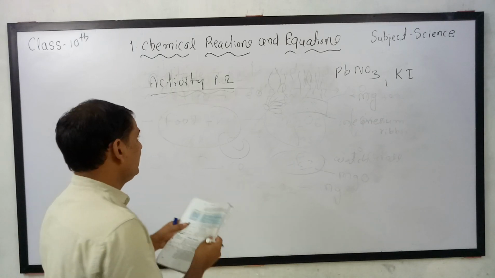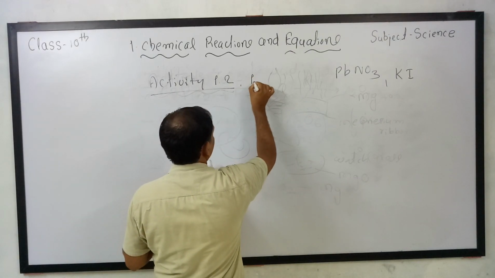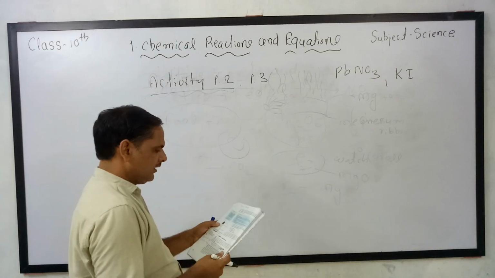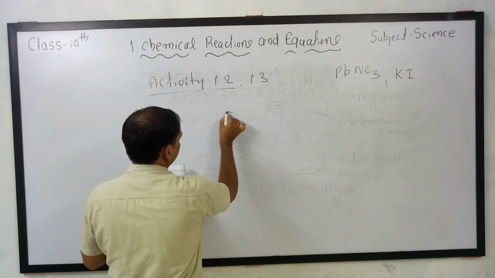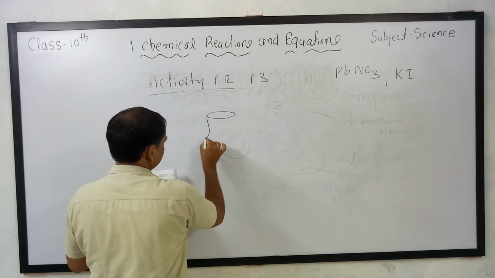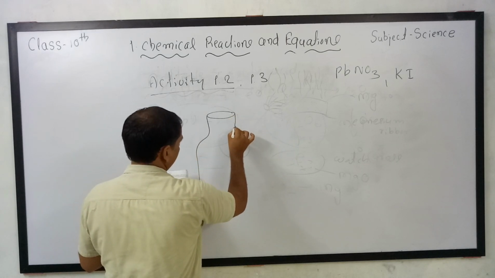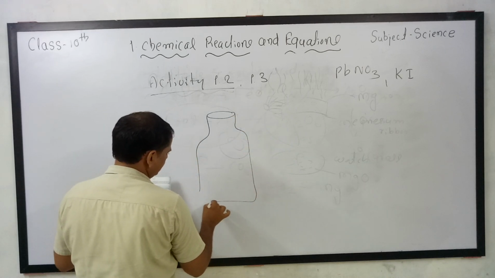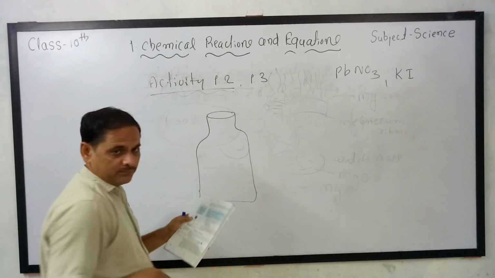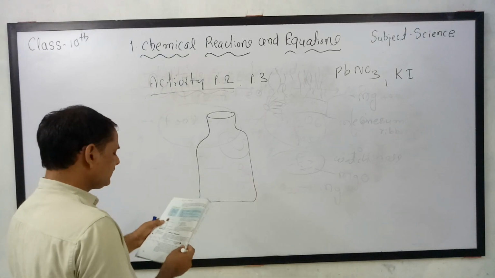Next, the activity we discuss is activity 1.3. Suppose we take one conical flask. This activity is also very important. This is another example of chemical change, clear?